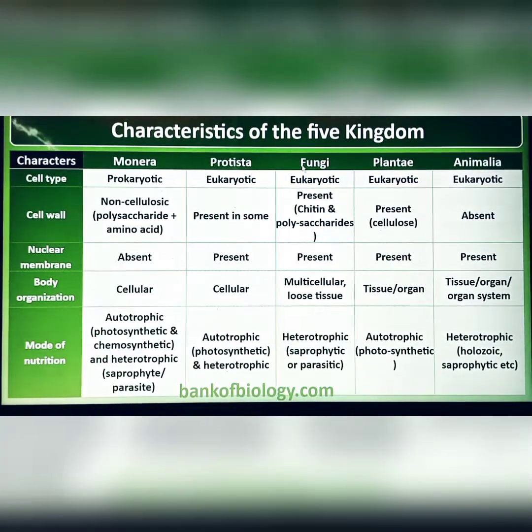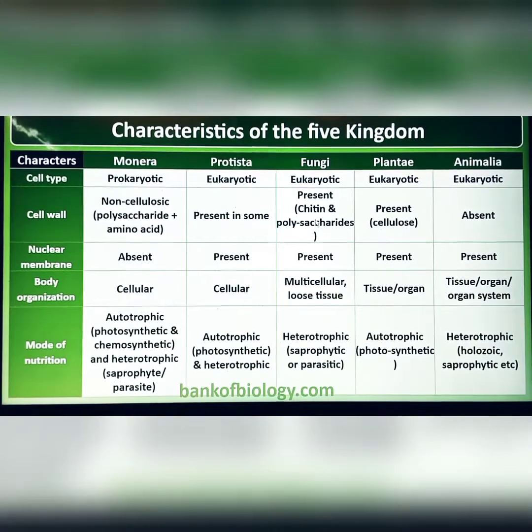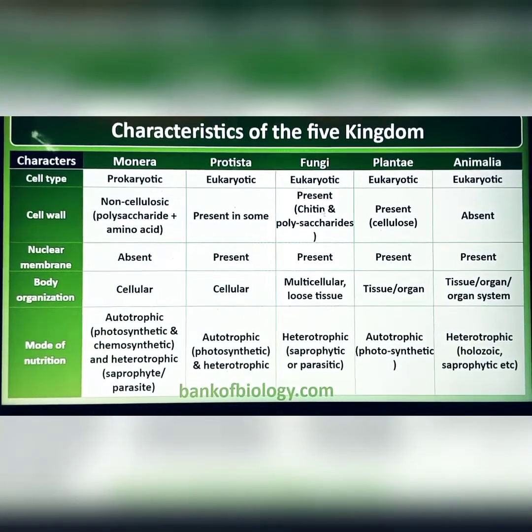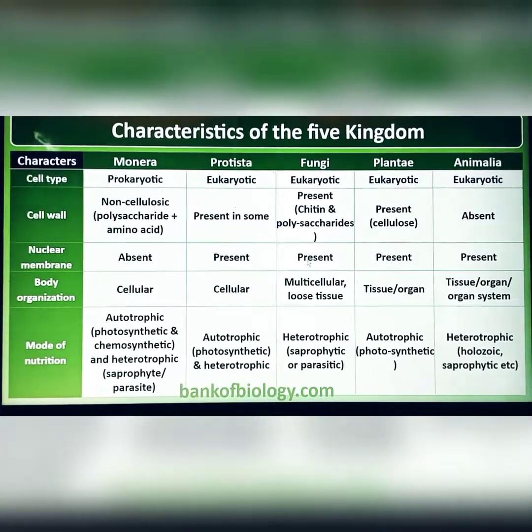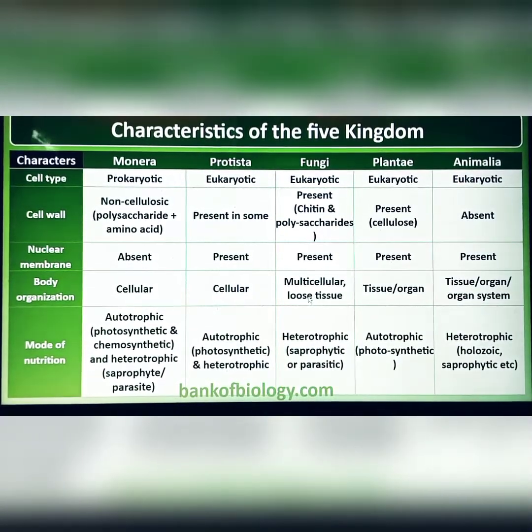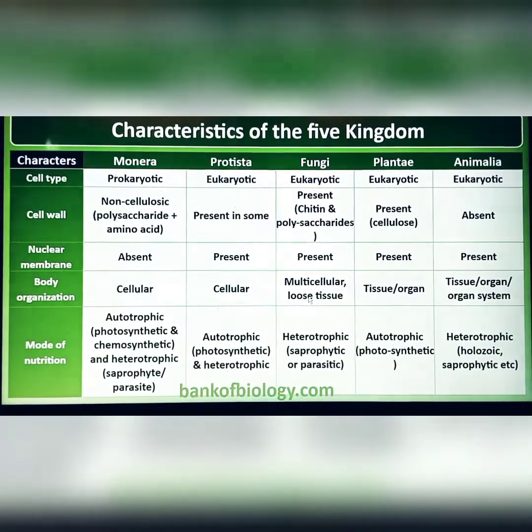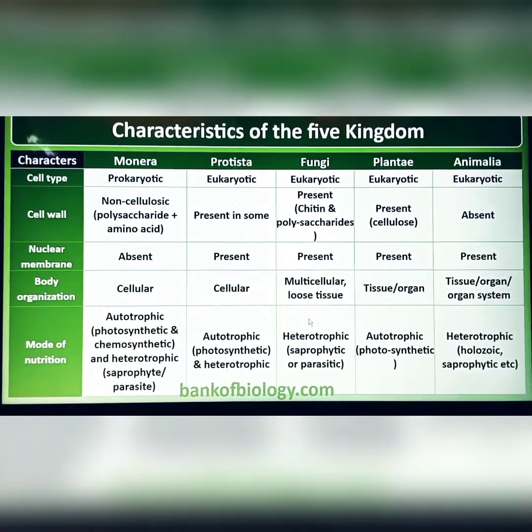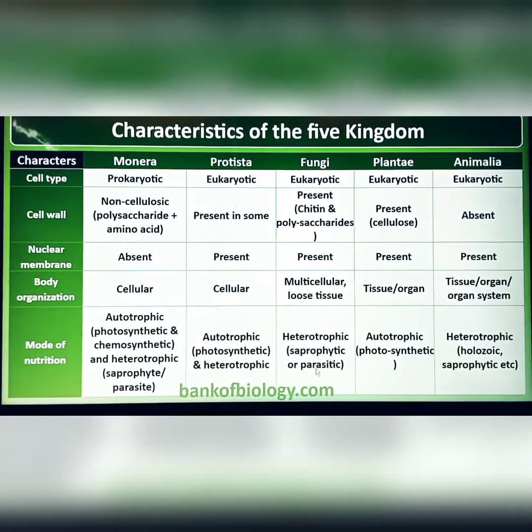Let's talk about fungi. Their cell type is eukaryotic, and their cell wall is present, in the form of chitin and polysaccharides. Their nuclear membranes are well defined, it means their nucleus is well bounded by a nuclear membrane. Their body organization is multicellular, but with loose tissues because their aggregations are very loose, so they can easily be torn apart. Their mode of nutrition is heterotrophic, saprophytic or parasitic.